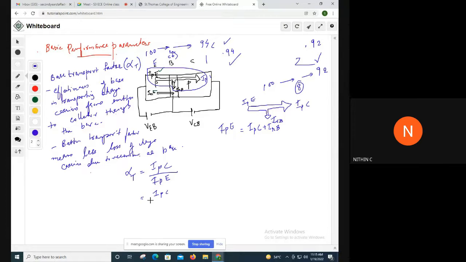For IPC divided by IPE you can take this expression. IPE is what we have written here, so we can replace that as IPC plus IRB. It can be further shortened. IPC is common in both numerator and denominator. So, the same operation we performed earlier, you can divide numerator and denominator by IPC, so that you will get 1 by 1 plus IRB divided by IPC, the base transport factor. Is that clear? Clear or no?